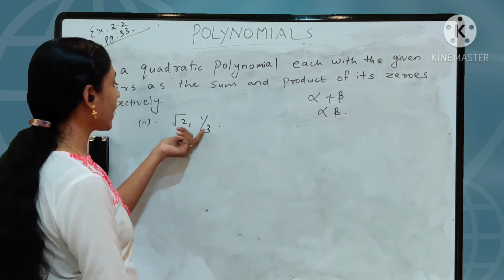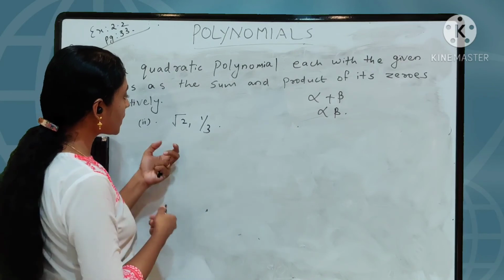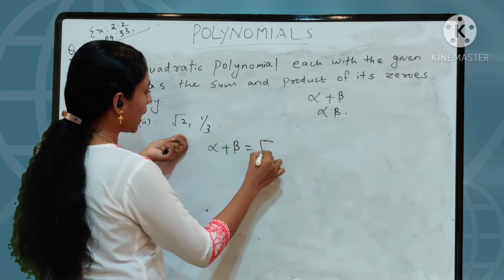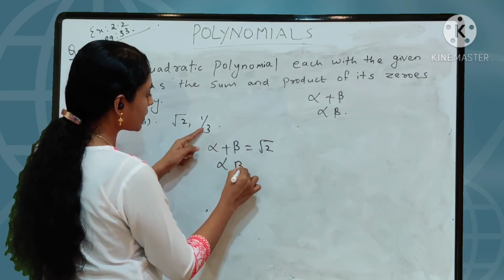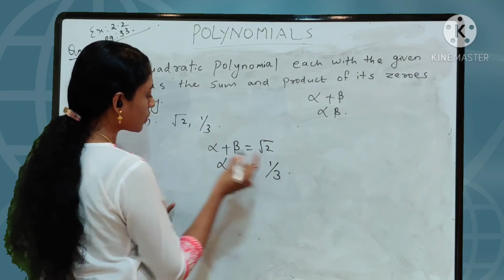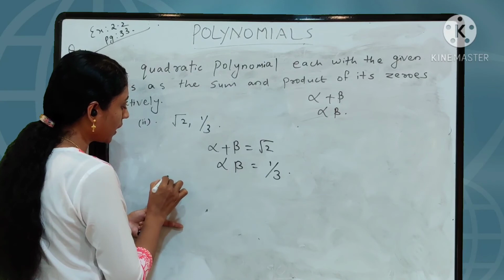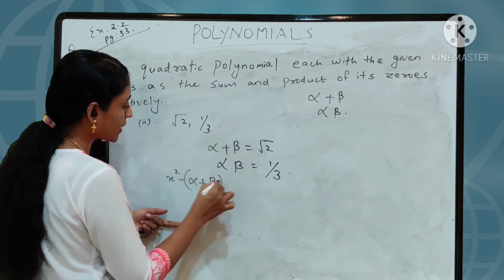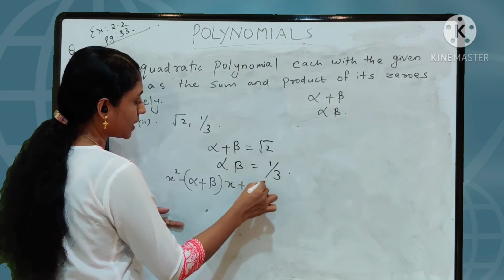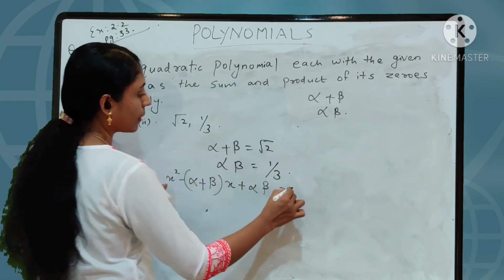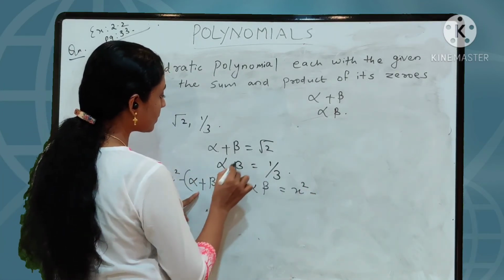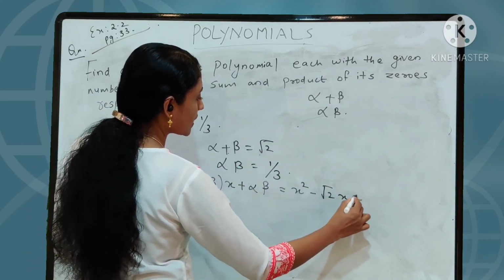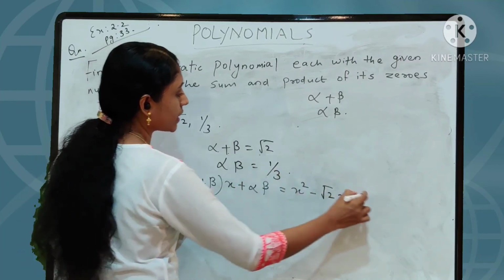Next it is root 2 and 1 by 3. That means the sum of the zeros alpha plus beta is root 2 and alpha beta is 1 by 3. So the equation is of the form x square minus of alpha plus beta into x plus alpha beta, which is equal to x square minus root 2 into x plus 1 by 3.